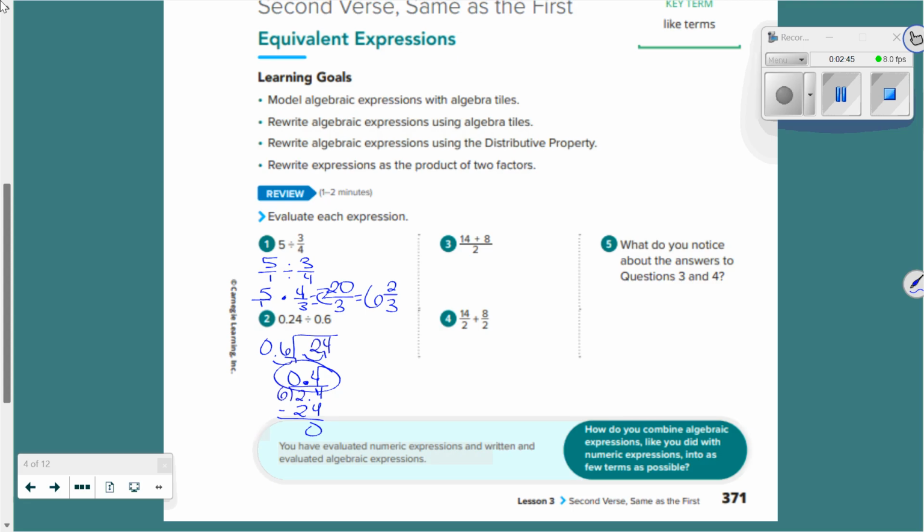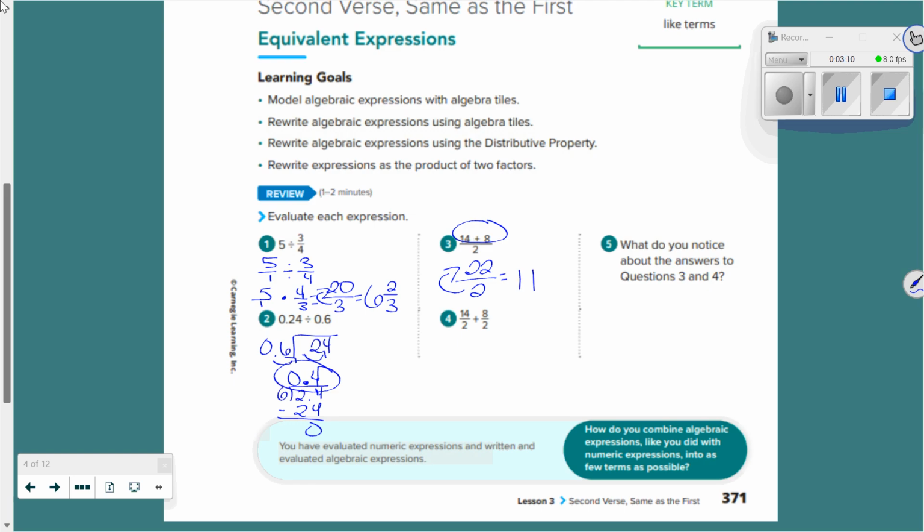Number 3. What am I doing first? You're adding. That division bar is working as a grouping symbol. So I need to do my group first. 14 plus 8. 2 stays the same. Now my numerator is larger than my denominator. What do I do? 22 divided by 2 is 11.